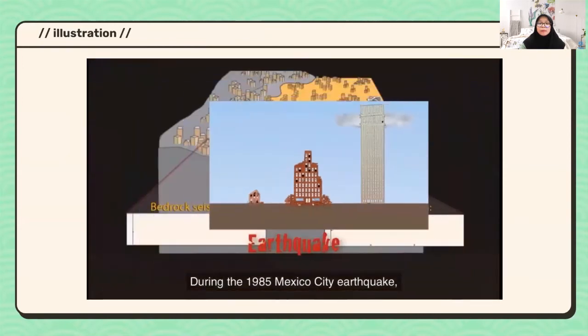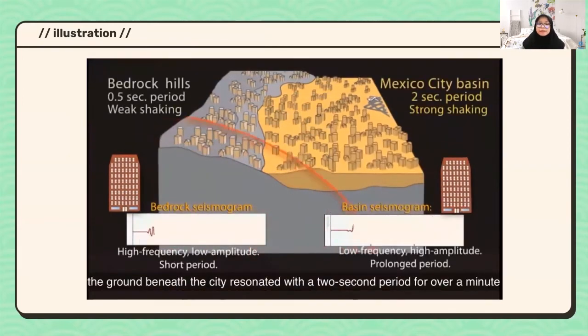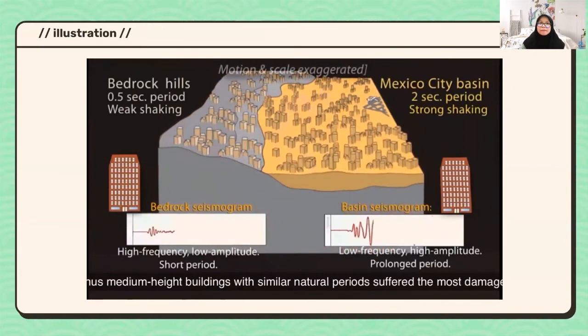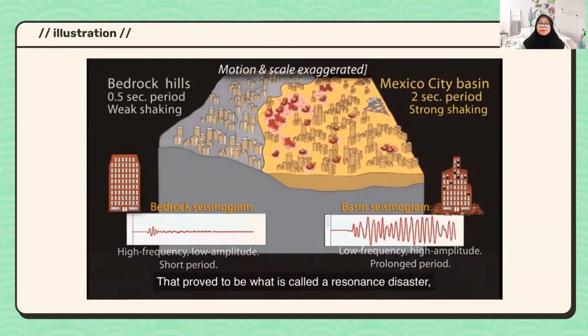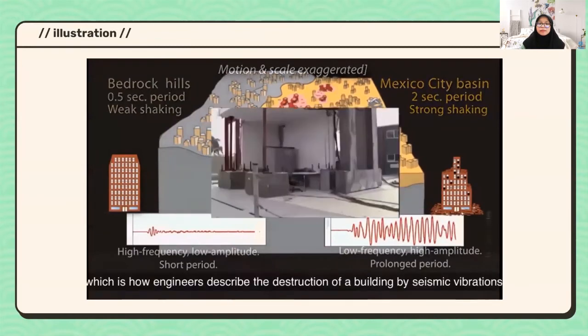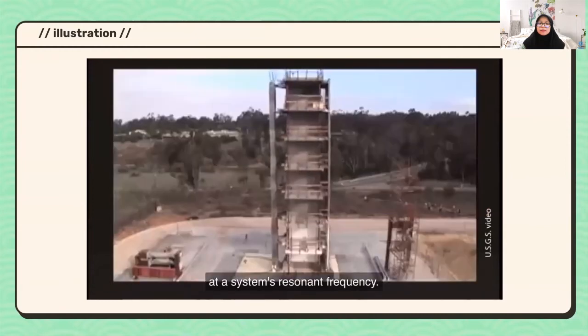During the 1985 Mexico City earthquake, the ground beneath the city resonated with a 2-second period for over a minute. Thus, medium-height buildings with similar natural periods suffered the most damage, while short, old, weak stone buildings and skyscrapers were relatively undamaged. That proved to be what is called a resonance disaster, which is how engineers describe the destruction of a building by seismic vibrations at a system's resonant frequency.